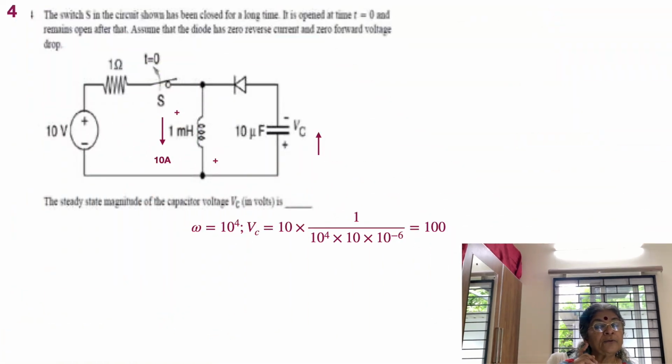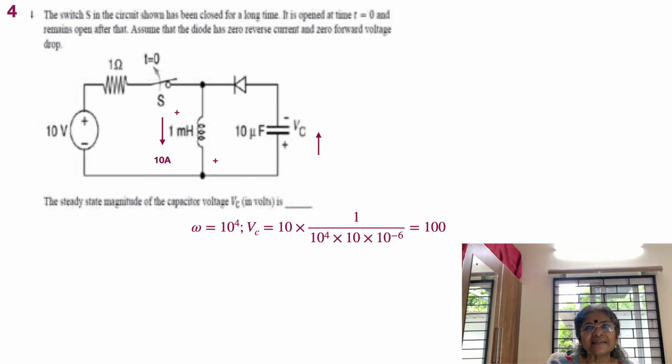Okay, now things are changing. The switch is opened at t equal to 0. When the switch is opened, the current will have to follow the same path as was given. This is the constant flux linkage theorem. The current cannot suddenly change its direction, but the voltage changes. Why does the voltage change? Because now the inductor is a source.